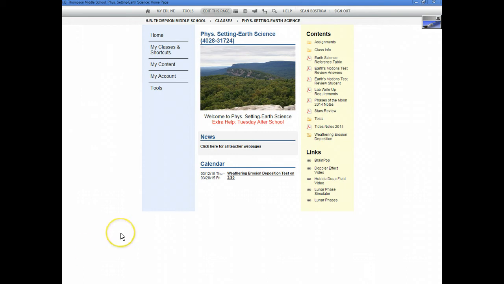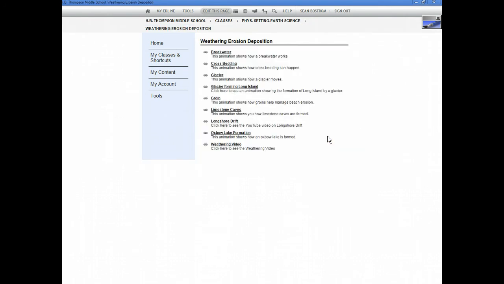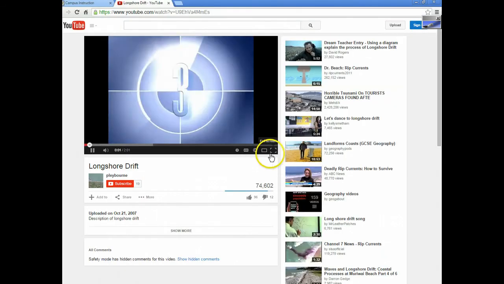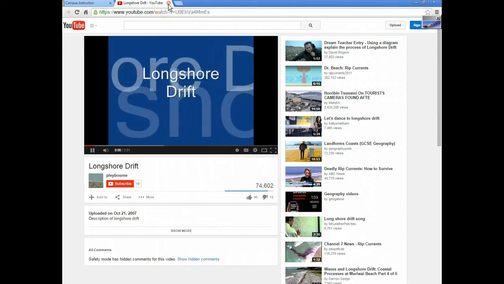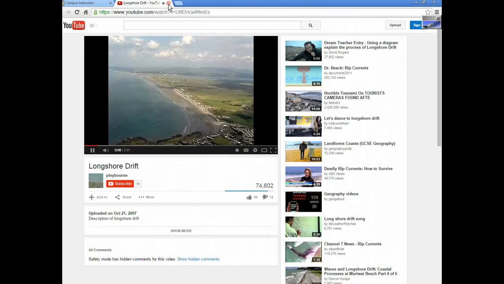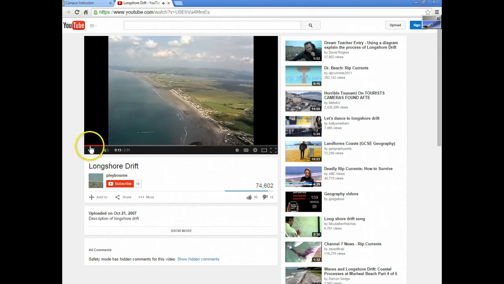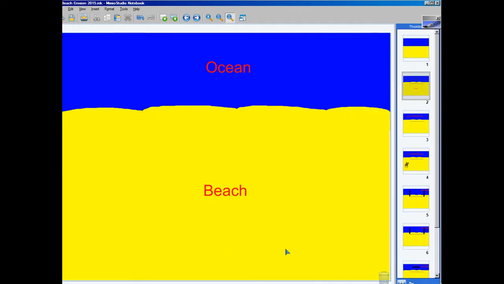But to start, you need to go to Edline. If you haven't done so already, go to Weathering, Erosion, and Deposition. Click on that. You're going to see a whole bunch of support materials. Go to the Longshore Drift link, click on that, and watch the 2-minute YouTube video there beforehand, because you need to know what longshore drift is, and you might fancy the accent on the person doing the presentation. So you can do that later on, and we will start ours right now.